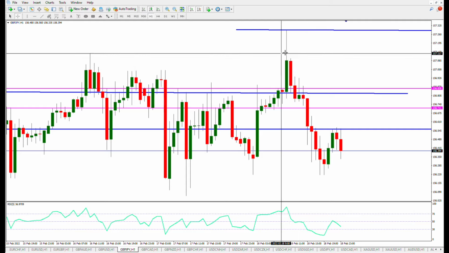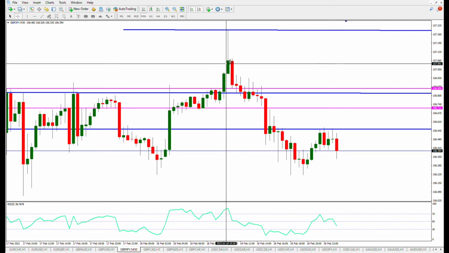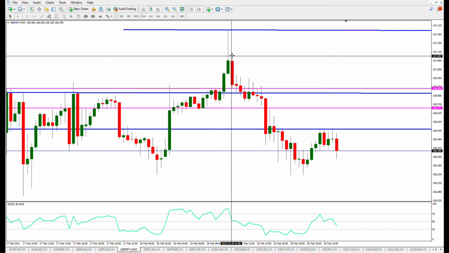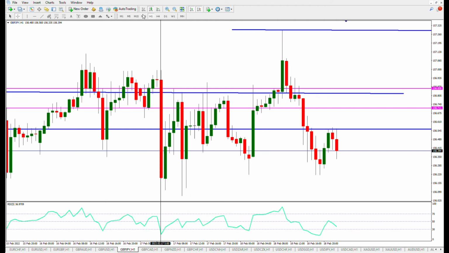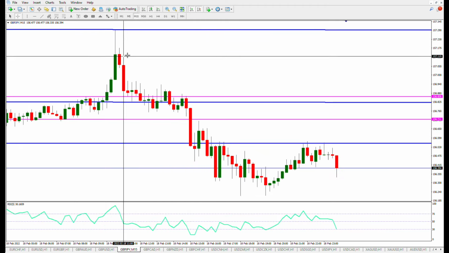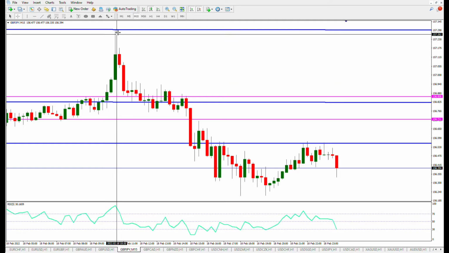With that, and once you zoom in, look at how on the M30 it's something way bigger than on the H1. Let's check out the M15. Yeah, similar to the H1.